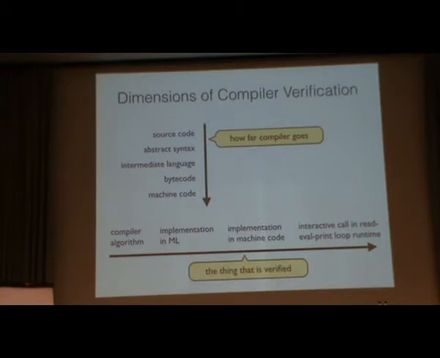Another dimension is what did you actually verify? Did you verify the compiler algorithm, so is that a function in logic? Or did you verify an implementation in ML with respect to an operational semantics of ML? Or an implementation in machine code? Or an implementation that's in machine code and can be used dynamically in some larger application? So in CakeML, the POPL paper, the big push there was to show that we can do both dimensions in full. So that's the new thing there.